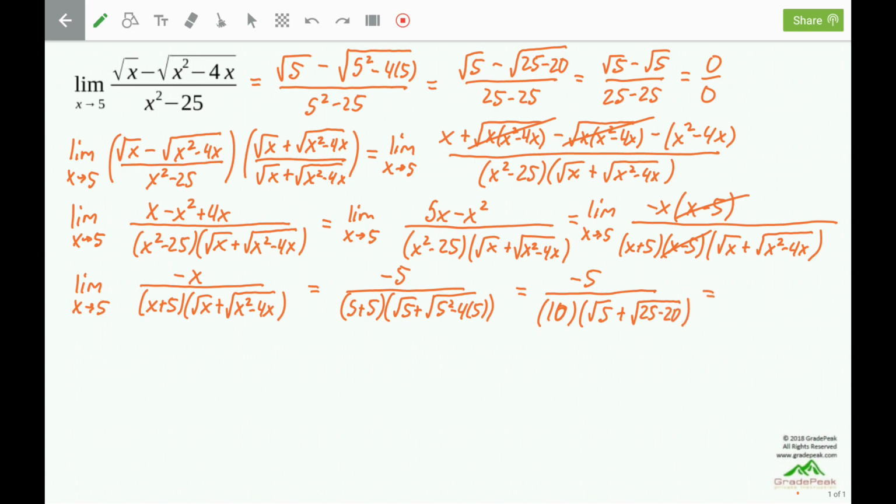The negative 5 and the 10 can partially cancel. That'll be a 2, that'll be a 1. So we're going to have a negative 1 divided by 2 times the square root of 5 plus the square root of 25 minus 20, which is a 5. So we have negative 1 divided by 2 times 2 root 5, and you have then negative 1 divided by 4 root 5.